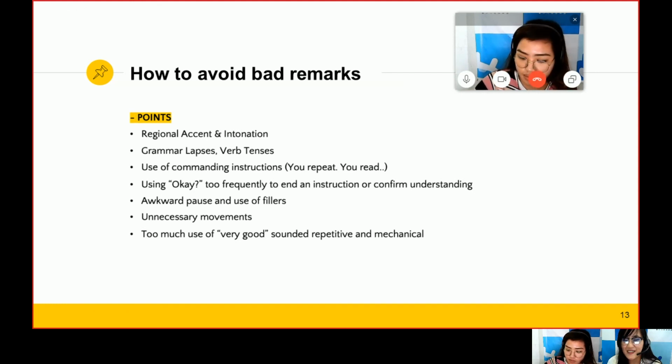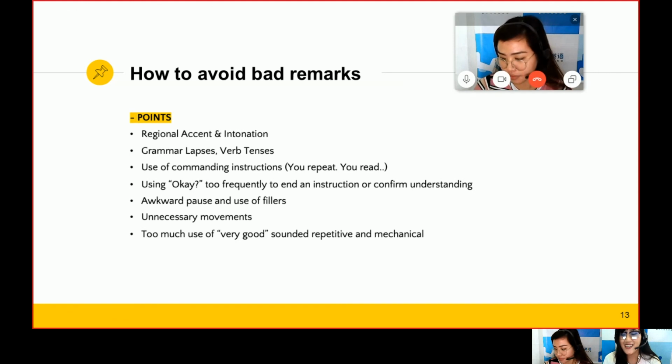So we teachers make topics to discuss with students. Next, unnecessary movements. You keep on doing like that, keep on moving the chair. So we must focus on the lesson, on the discussion.